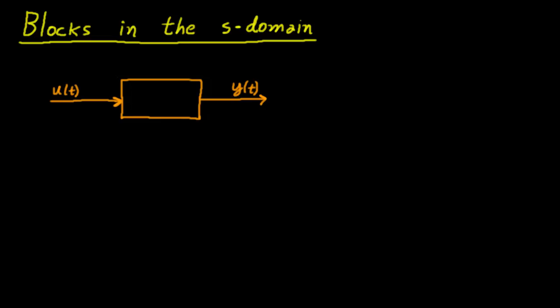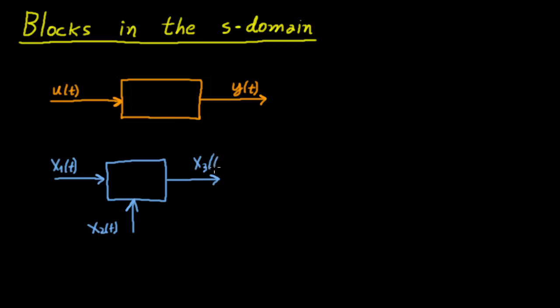Sometimes the rule that defines the system is static, and sometimes it is dynamic. So, for example, a static system could be this one. We have an input x1 of t, and the system, and maybe the system has a second input, which we could call x2 of t, and the overall output would be x3 of t.